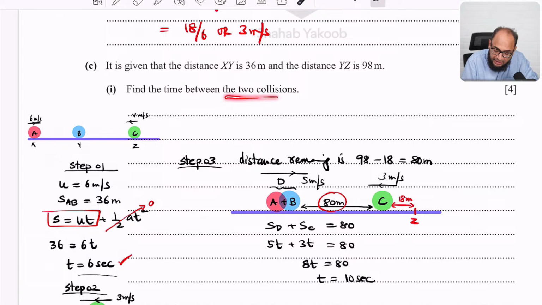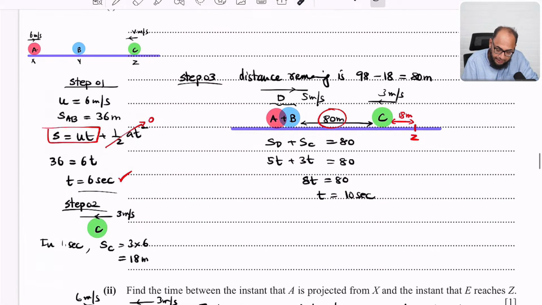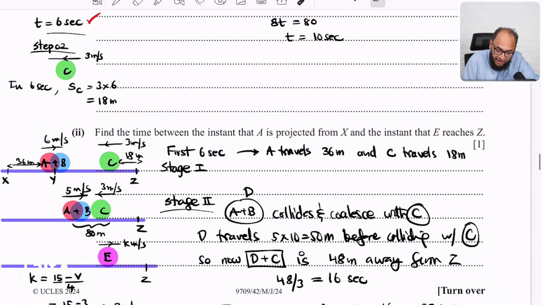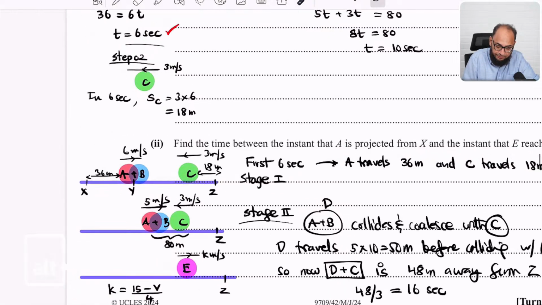Find the time between the two collisions. So now that thing is done. The time between the two collisions is this, because this was the first collision and the second collision is about to happen. That is 10 seconds. Now, what do you think is the next part they're asking? Find the time between the instant A is projected from X and the instant E reaches Z.